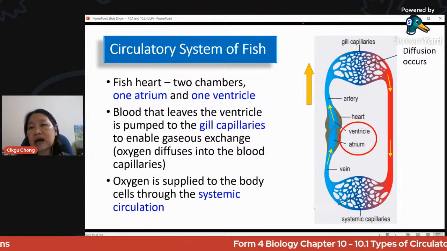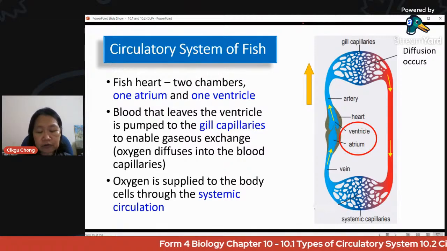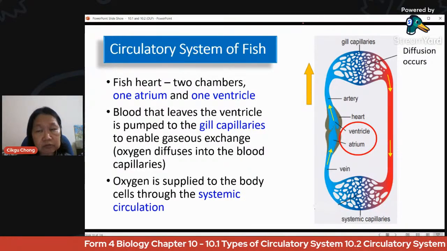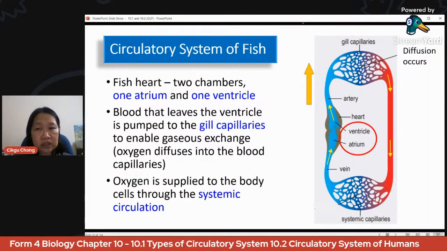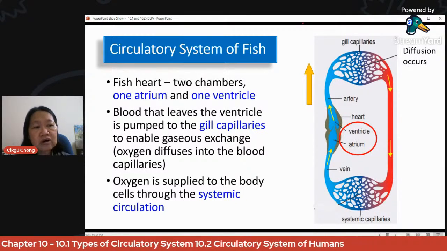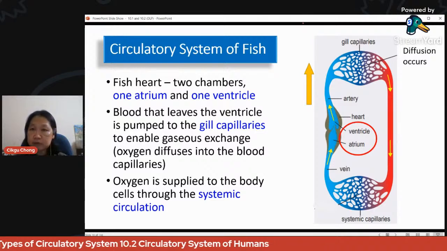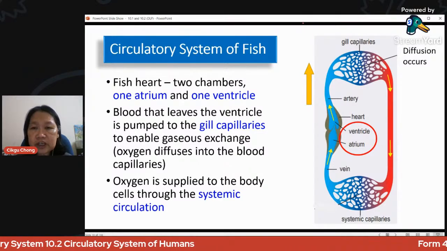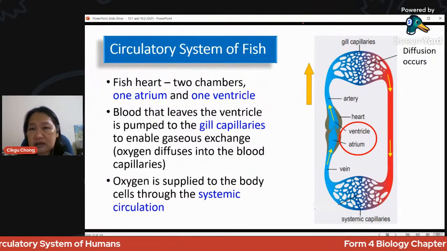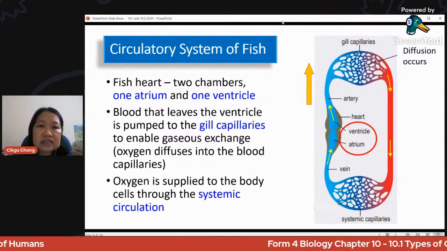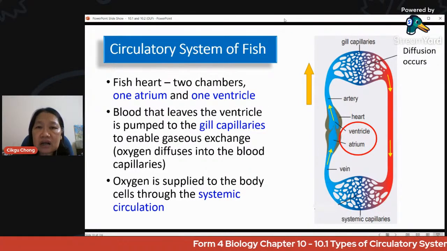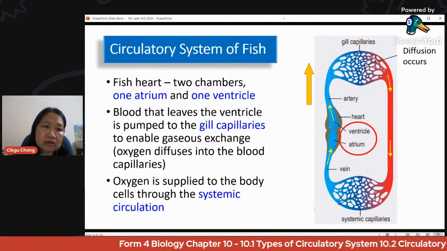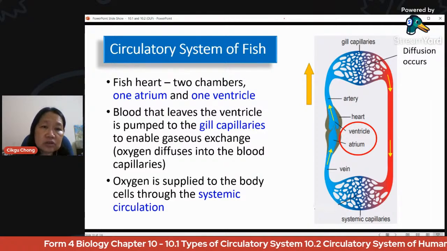It does not go back to the heart. Okay, so if you learned the human one before, like in Form 3, you learn the flow of blood in the human heart. After collecting oxygen, it still comes back to the heart first. But for the fish, it does not go back to the heart. After collecting oxygen, it directly flows to the body cells to deliver the oxygen to the body cells.